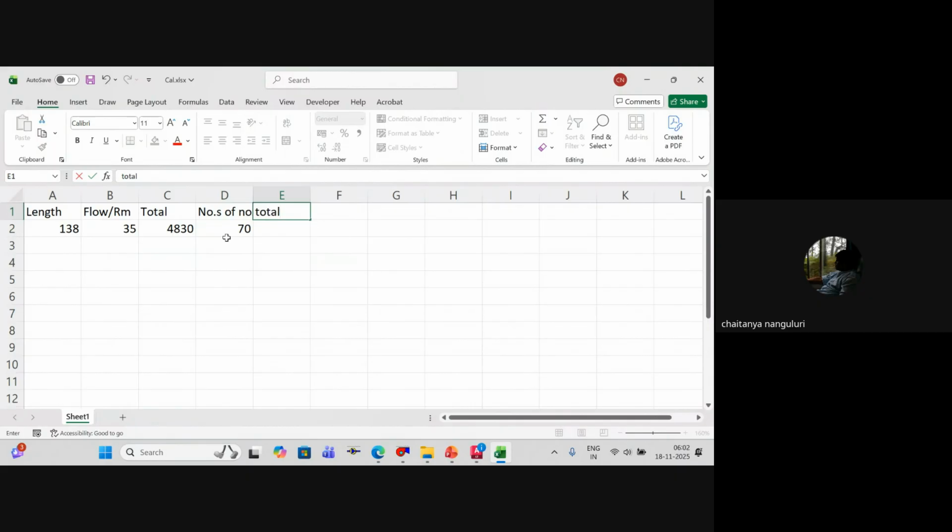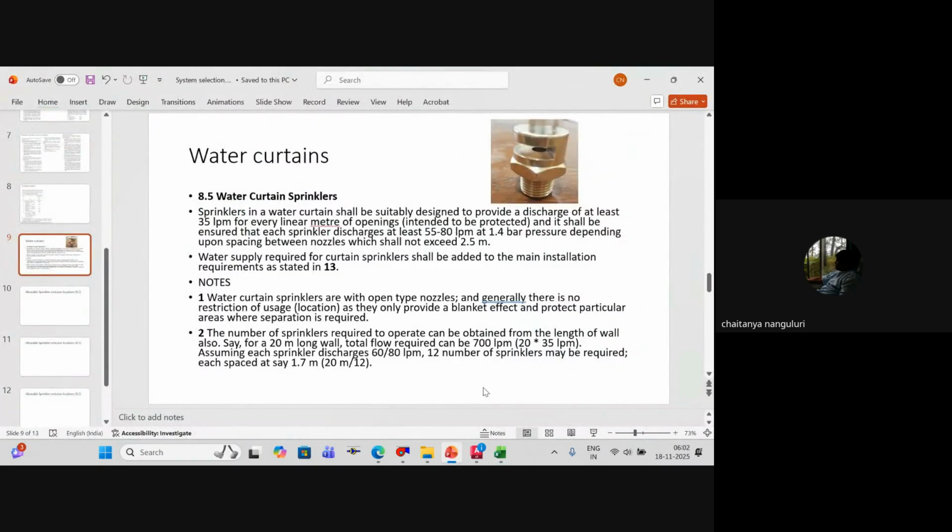So the total flow rate is divided by this one. So automatically around 69 LPM is what I have. Understood or not? So each one has 69 LPM as the flow rate. That is what it clearly says. Generally, you'll have 60 to 80 LPM per each sprinkler or each nozzle. Understood? Am I clear or not?